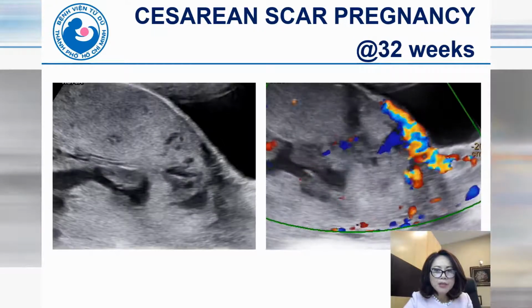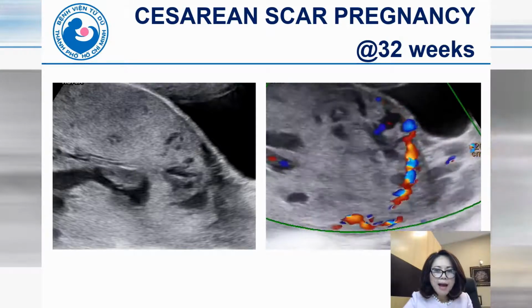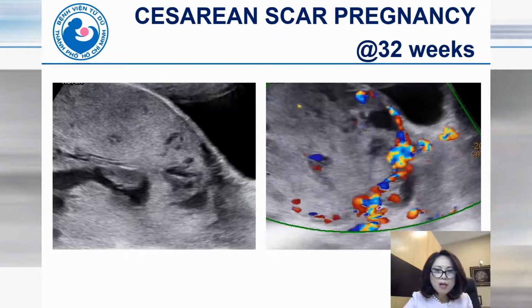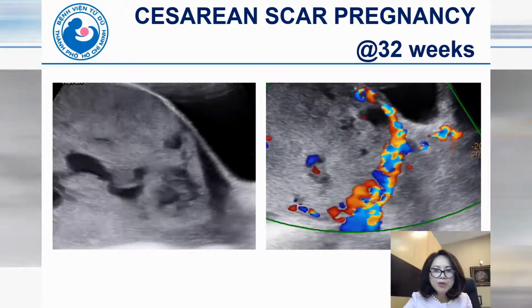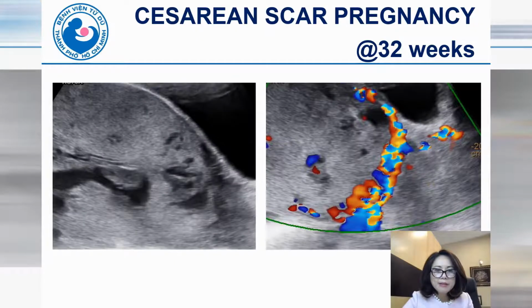And at 32 weeks, the ultrasound findings of placenta accreta include lacunae, lost myometrium, and increased vascularity at the uterine-bladder interface.